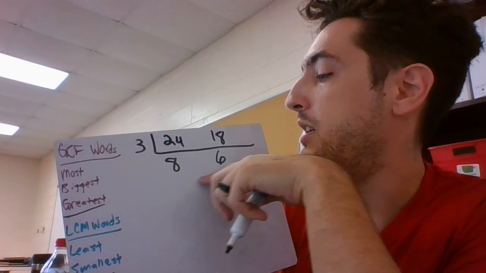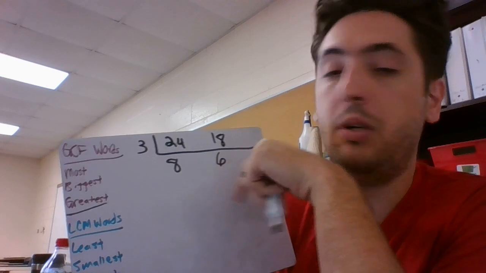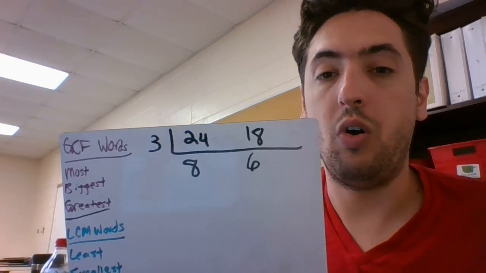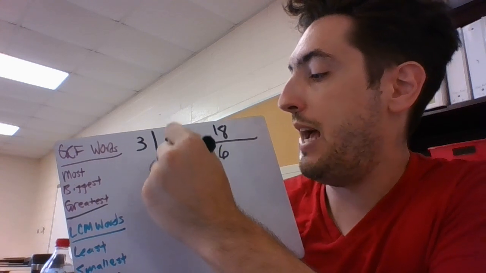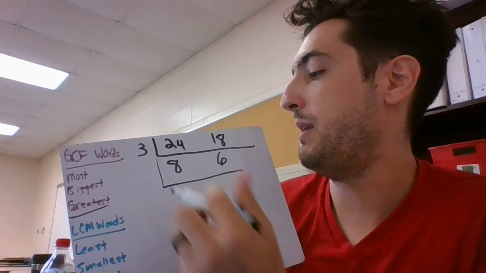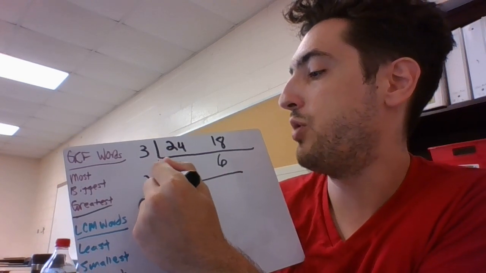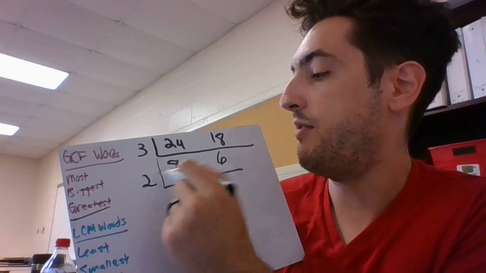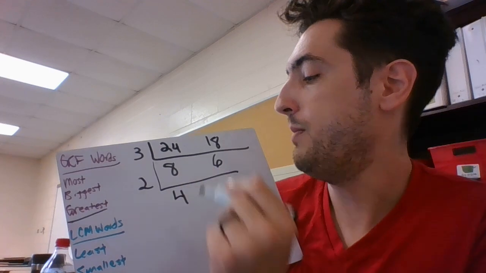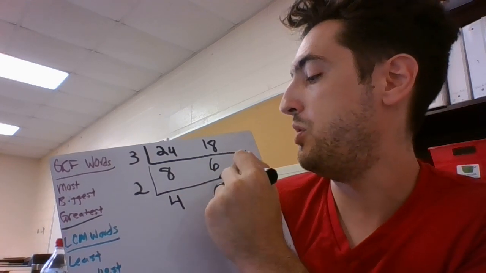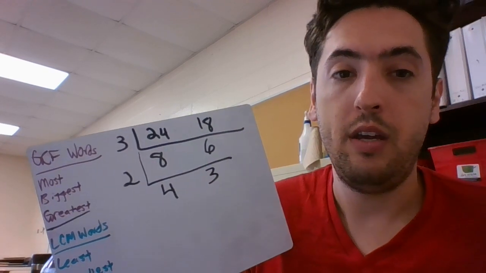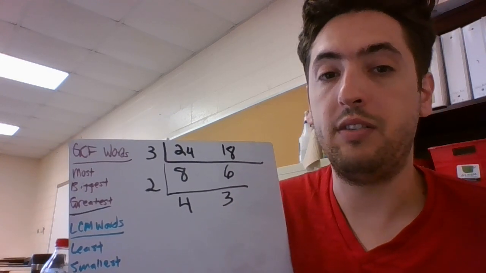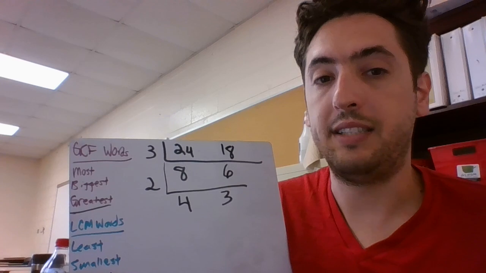Now, looking at this, I know that both of these are even numbers, so I have to keep going. Remember, if it's even, you can always keep going. So I'm going to add another layer, and because they're even, I'm going to try 2. Okay. I know that 8 divided by 2 is 4, and I know 6 divided by 2 is 3. And there's nothing that I can do to both of these numbers, so I got to stop.